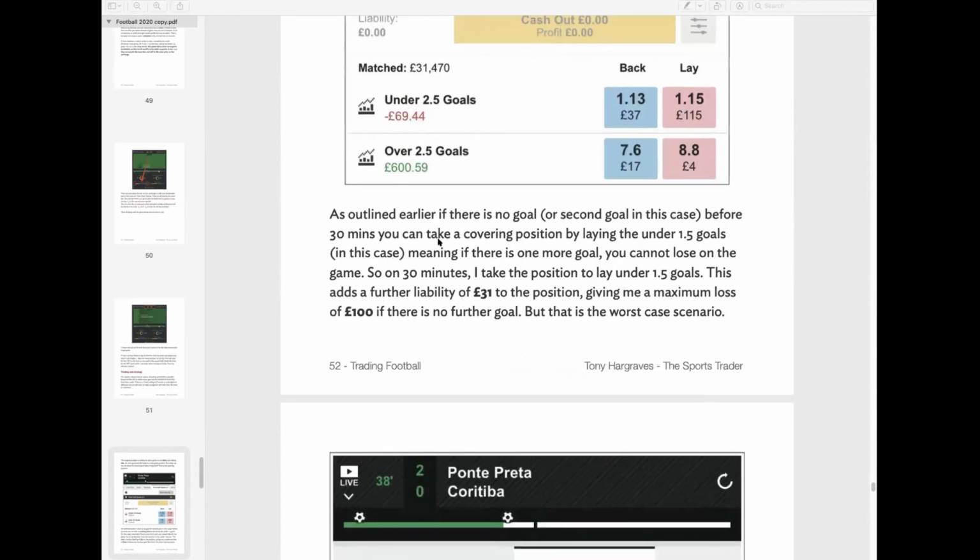So as outlined earlier, if there's no goal or a second goal in this case, before 30 minutes, I like to then take a covering position by laying the under 1.5 in this situation, or it would mean laying the under 0.5 if there hadn't been a goal yet. You can't lose on the game if there is one more goal. So in 30 minutes, I'm going to take a position to lay under 1.5. So this adds a further liability of 31. So that's going to give me a whole liability of £100 on the game, okay? If there's no goal. But that's the worst thing that can happen.